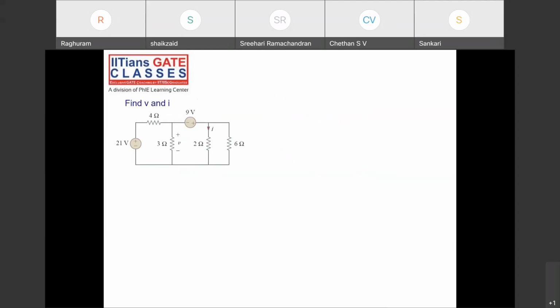Find V and I. Find the value of V. V is the voltage across this. I is the current through the 2 ohm resistor. Find V and I. How do you do this?